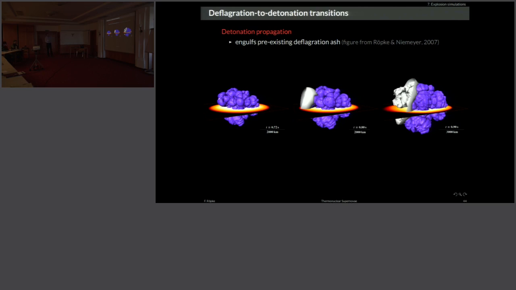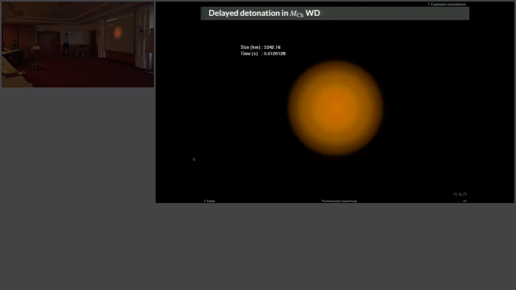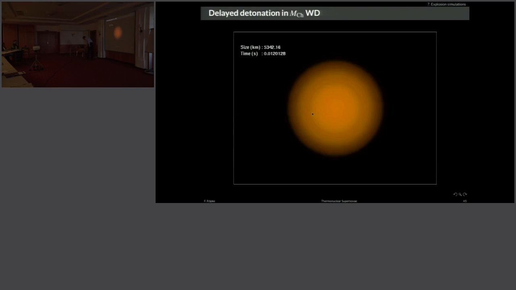And then out of this point a supersonic detonation wave will propagate, and it will burn through the remaining parts of the fuel and engulf the complicated instability-driven deflagration structure, as you see here. So this is what is shown in the movie of such a typical simulation here.